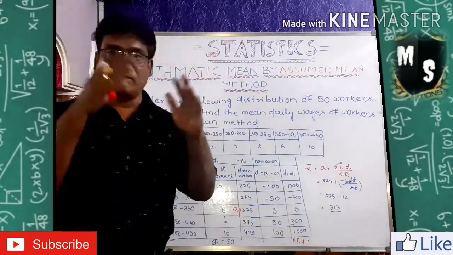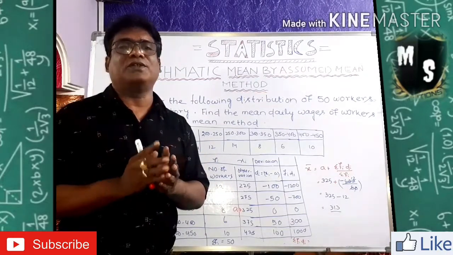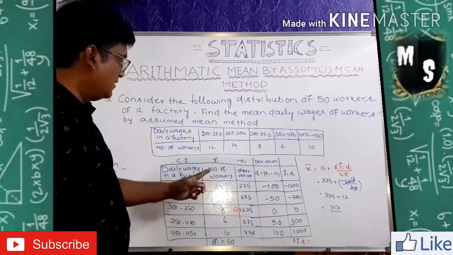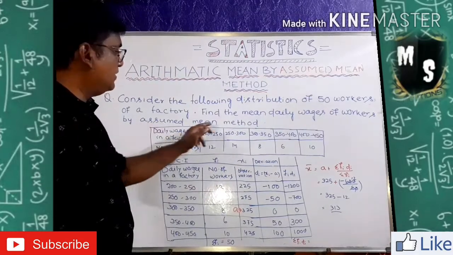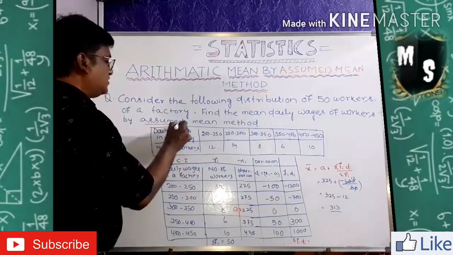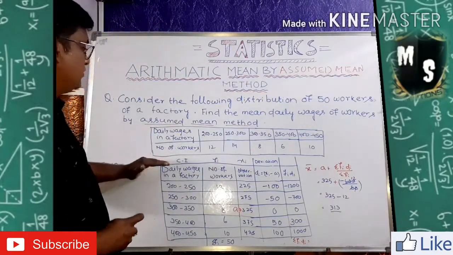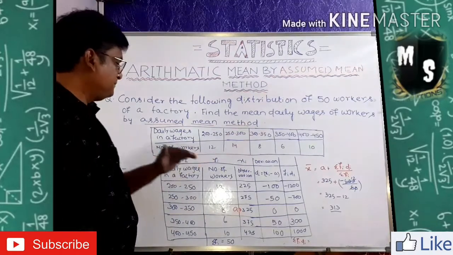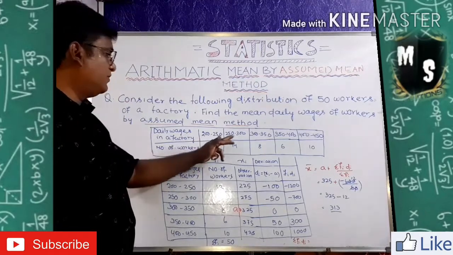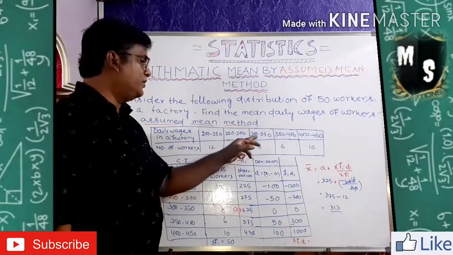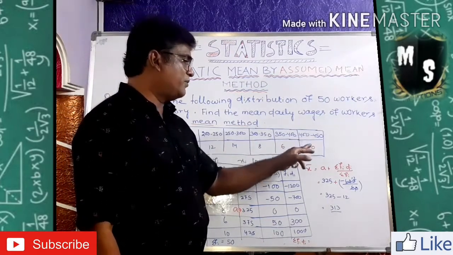In a factory, the total number of workers is 50. So sigma fi, the total number of observations, is 50, very clear. Now find the mean daily wages of the workers by the assumed mean method. In the exam it will come like this. The tables will be given in the exam. Daily wages: 200 to 250 rupees for 12 workers, 250 to 300 for 14 workers, 300 to 350 for 8 workers, 350 to 400 for 6 workers, and 400 to 450 for 10 workers.